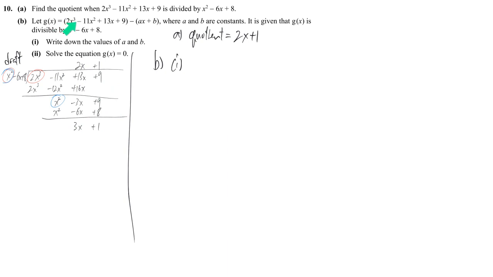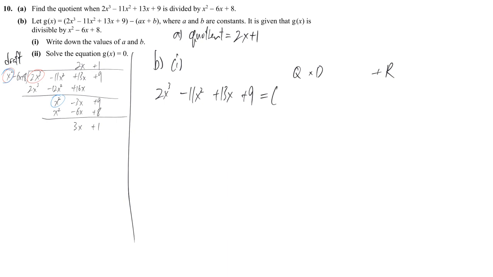They say there is another function g(x), and before that this function is not divisible because we have a remainder, but now this function is divisible by this. So you should notice that there should be some relation between A and B. It gives you some hints. From part A, you know that 2x power 3 minus 11x squared plus 13x plus 9 will equal its quotient times divisor and also plus the remainder. That's how we rebuild the function.